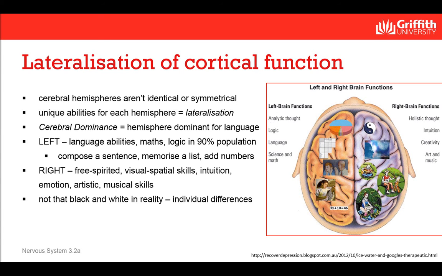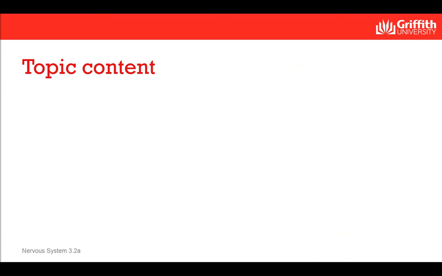While each hemisphere is better than the other at certain functions, it is not completely black and white. In reality, there are individual differences that do occur. This concludes our mini lecture of Part A of the brain, Topic 3.2, the central nervous system.